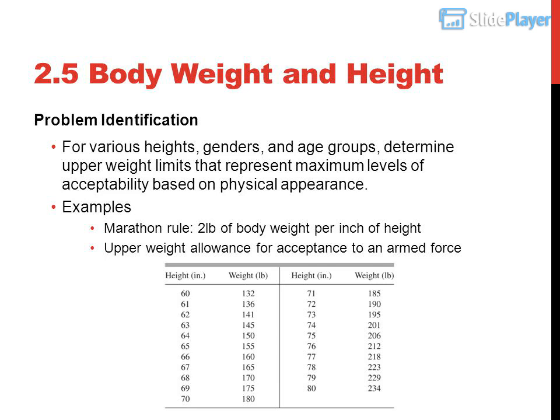2.5 Body weight and height. Problem identification: for various heights, genders, and age groups, determine upper weight limits that represent maximum levels of acceptability based on physical appearance. Examples. Marathon rule, 2 pounds of body weight per inch of height. Upper weight allowance for acceptance to an armed force.